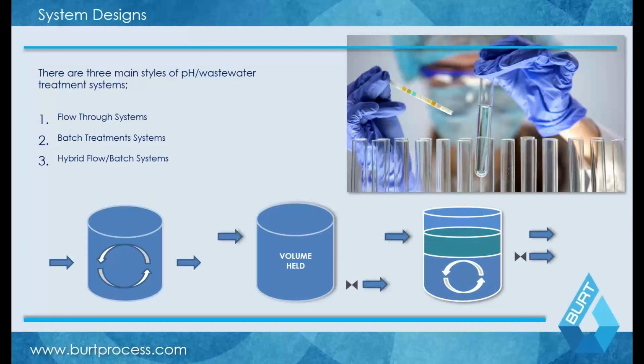There are three primary types of pH neutralization systems. You have the flow-through system, the batch treatment system, then you have what's referred to as a hybrid flow-batch treatment system. Flow-through systems are what most people think of when they think of a pH neutralization system.